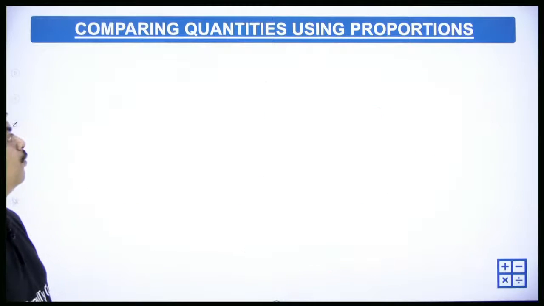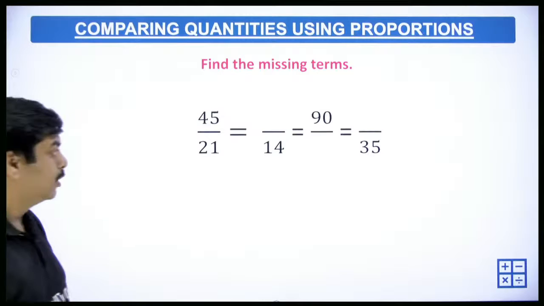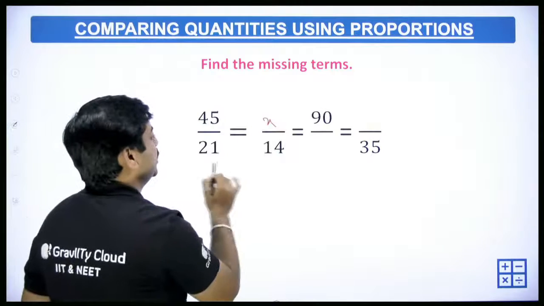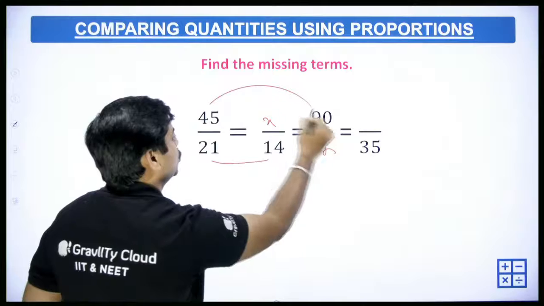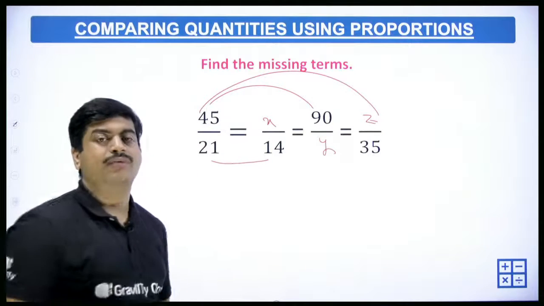Okay, moving forward. So one more question. I'm not going to do this, I'm just giving you a hint. Just take this x, equate these two, take this y, equate these two, take this z, and equate the first and the last. You will get your answer very easily.